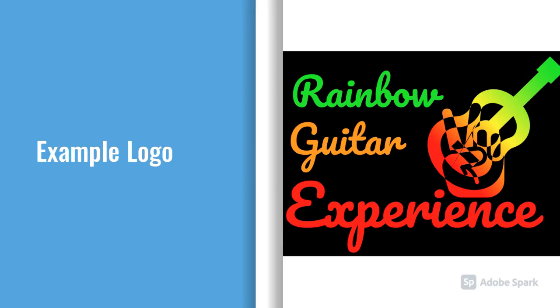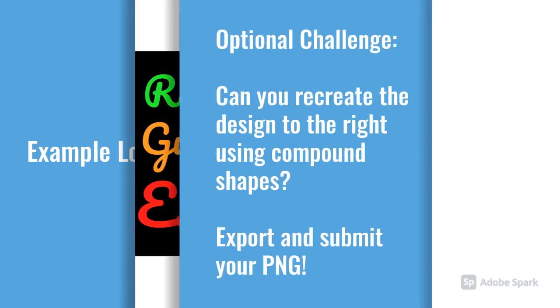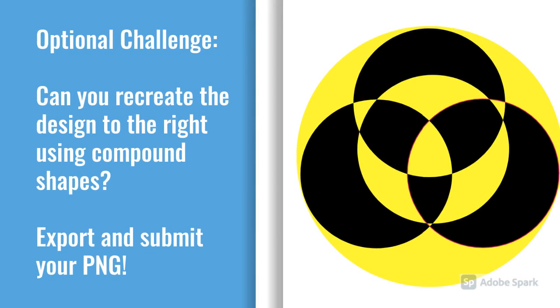Here's an example band logo that I created. Notice that I used a linear gradient in the hand and guitar from red to yellow to green, and then I also used the difference tool in the compound shapes menu to get that cool overlapping effect. If you finish your band logo early or want an optional challenge, try to recreate the image on the right using compound shapes. Export and submit this along with your band logo as a PNG.